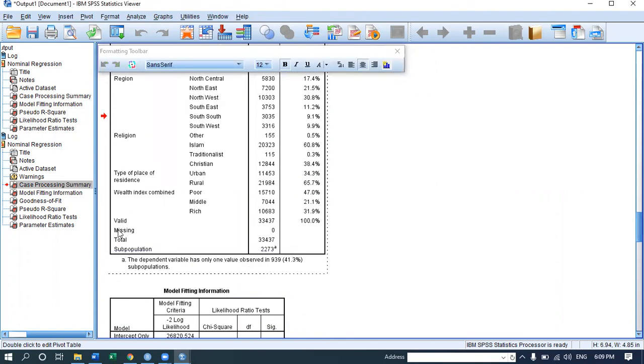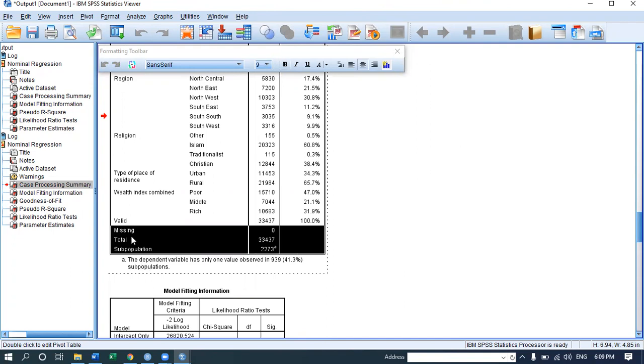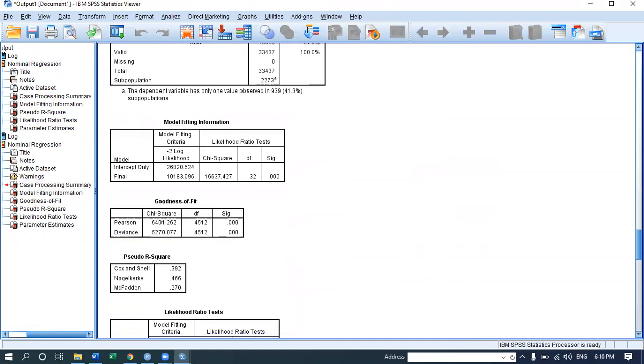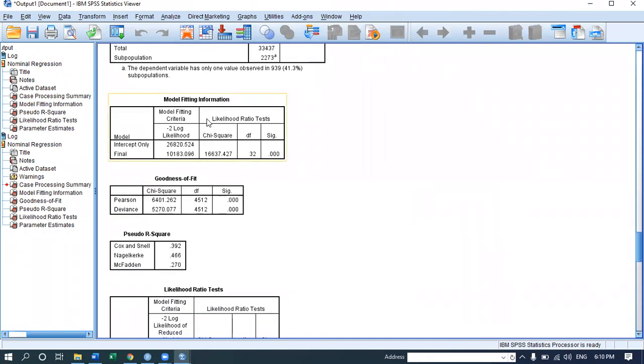Normally, SPSS will tell you if you have missing values or not. So what I normally do is I delete this, then I change this value to total, since I already know that there is no missing value. I will delete all this and change this to total. Your choice. You must not follow me. So I will explain all this briefly.